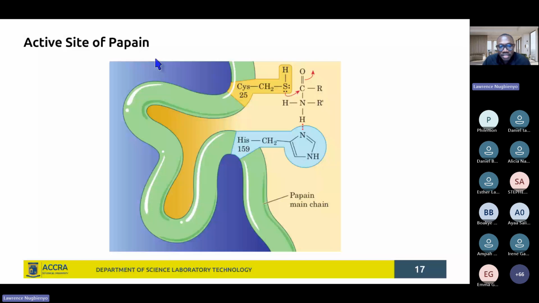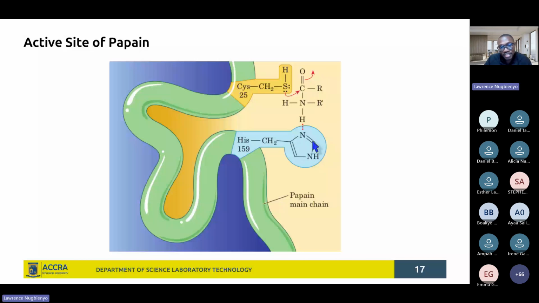And here, what do we see? The green portion is the protein of the papain molecule, and it's folded. So we are looking at the active center of papain, where we have 2 amino acids. We have cysteine. You see, the side chain is CH2SH. That's the side chain of cysteine. And we are also looking at histidine, and we see the imidazole ring that I was talking about.